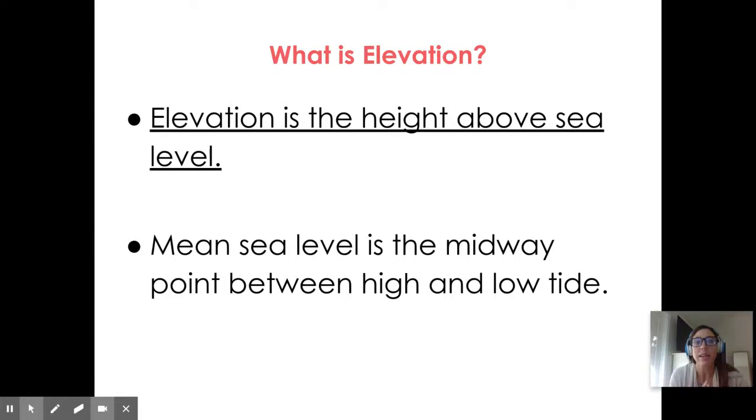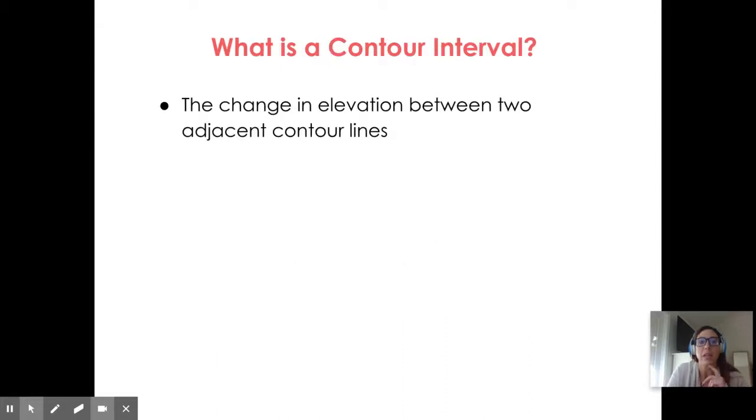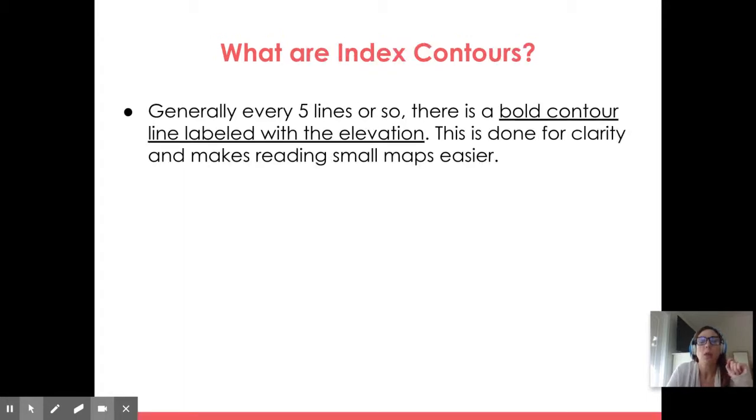What is elevation? Elevation we talked about is the height above sea level, and mean sea level is the midway point between the high tide and the low tide. So what is a contour interval? It is the change in elevation between two adjacent contour lines. In reality, generally every 5 lines or so, there is a bold contour line that's labeled with the elevation. And this is done for clarity and makes reading small maps easier.